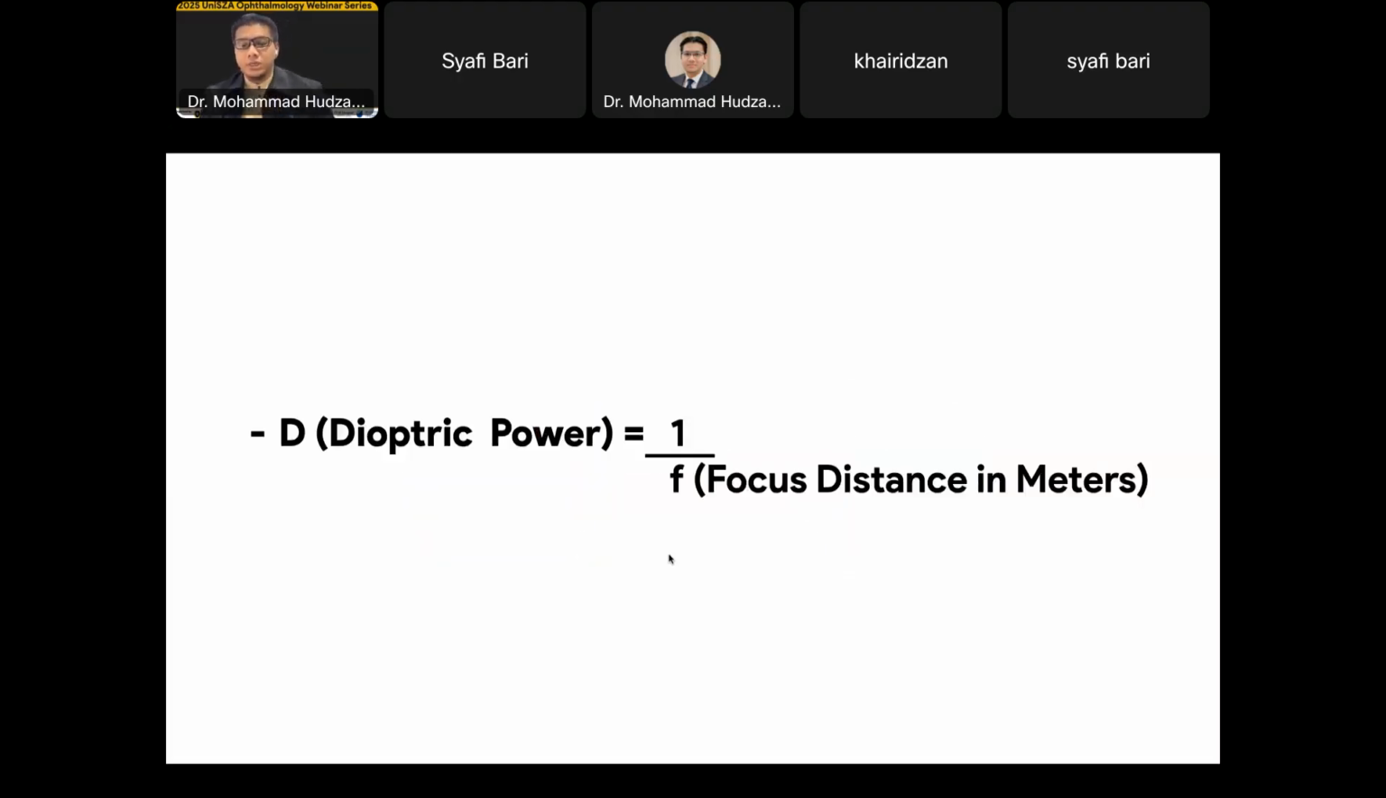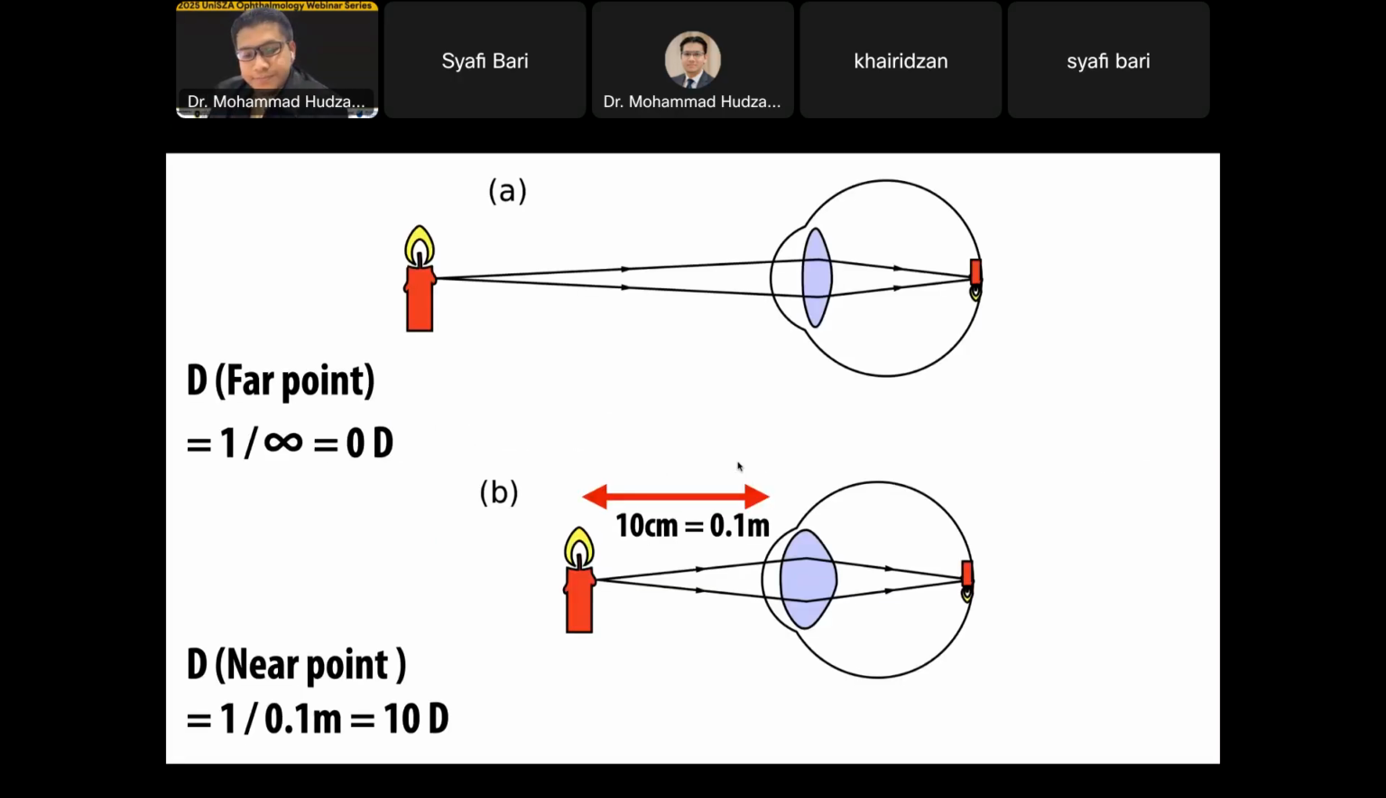How? By this formula. We need to understand and remember this formula from now on so that we can understand the defocus curve. Dioptric power is equal to 1 over focus distance in units of meters. If you look back at this image, the far point is 1 over infinity, so the dioptric power is 0. There's no accommodation, so power is 0. But at near, for example in this case, the distance is 0.1 meter, so the near point is 1 over 0.1. The power of the lens at this point is 10 diopters.